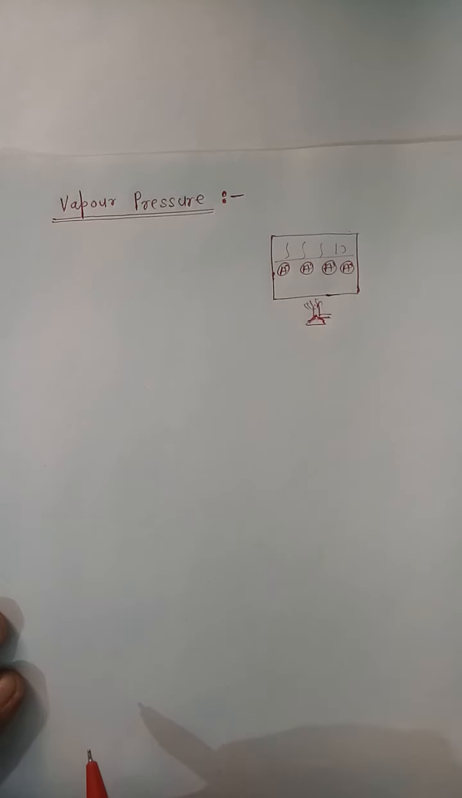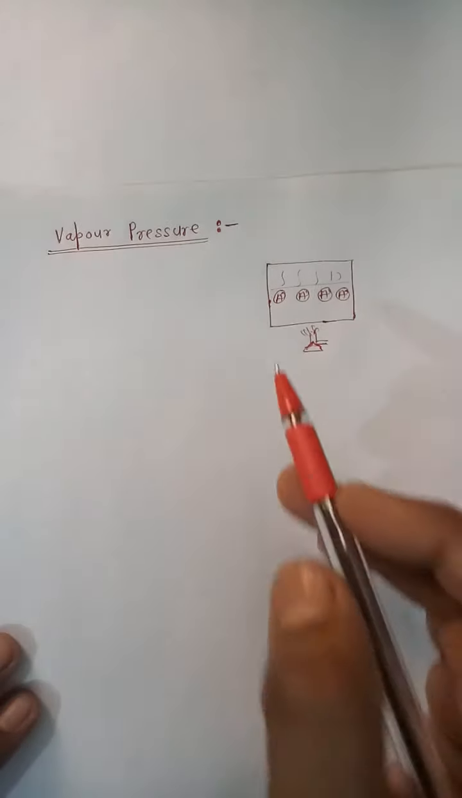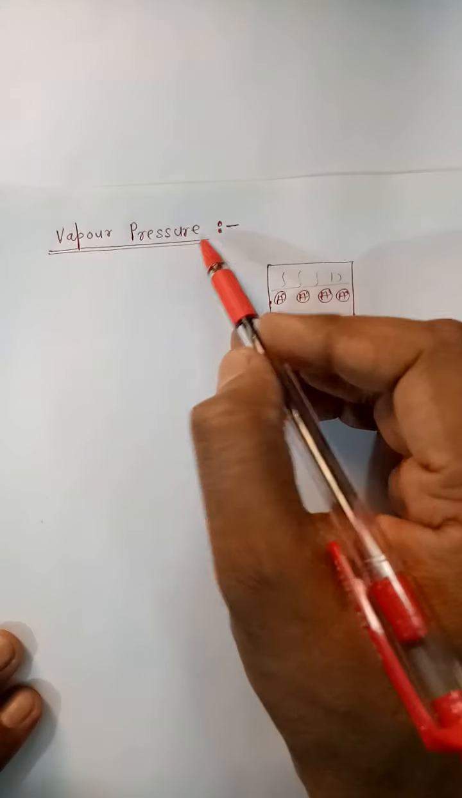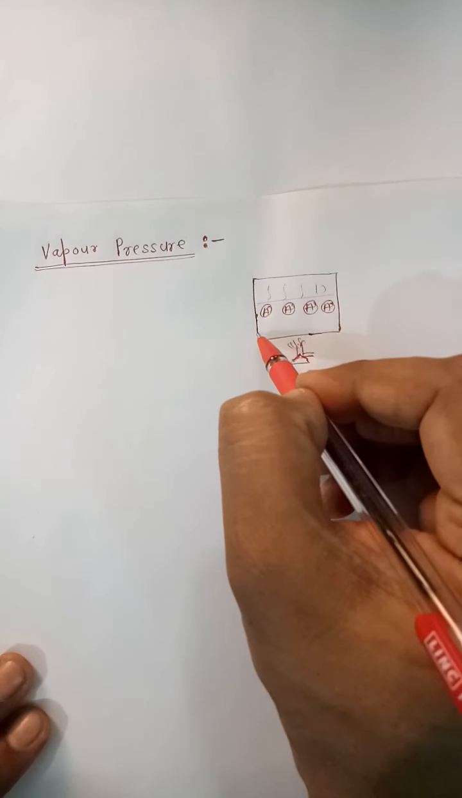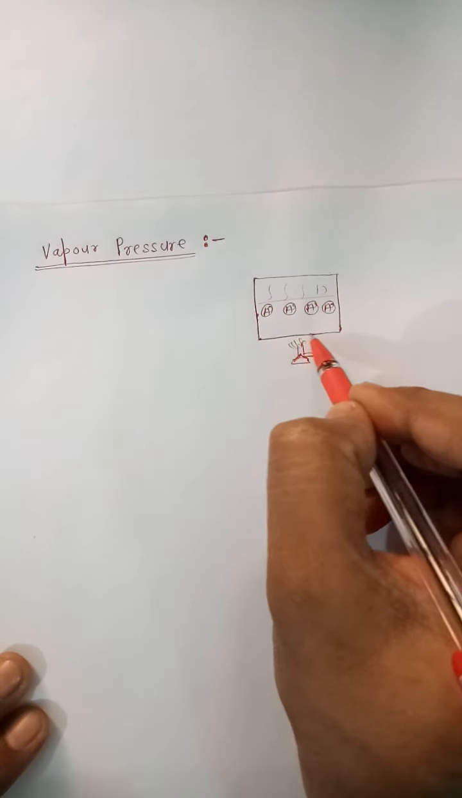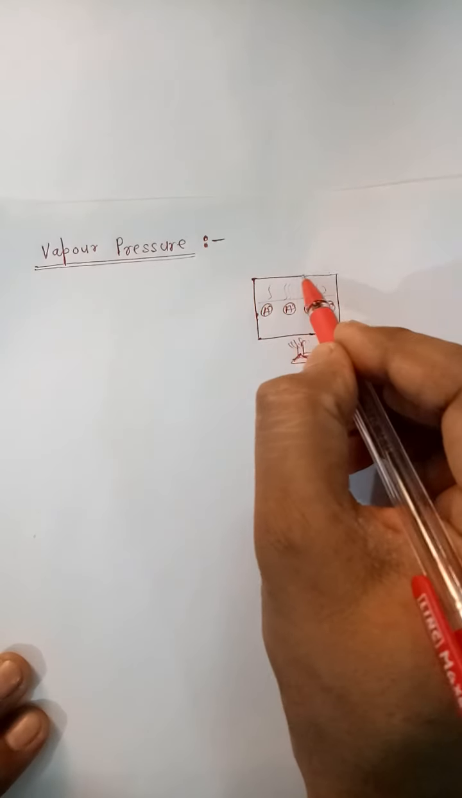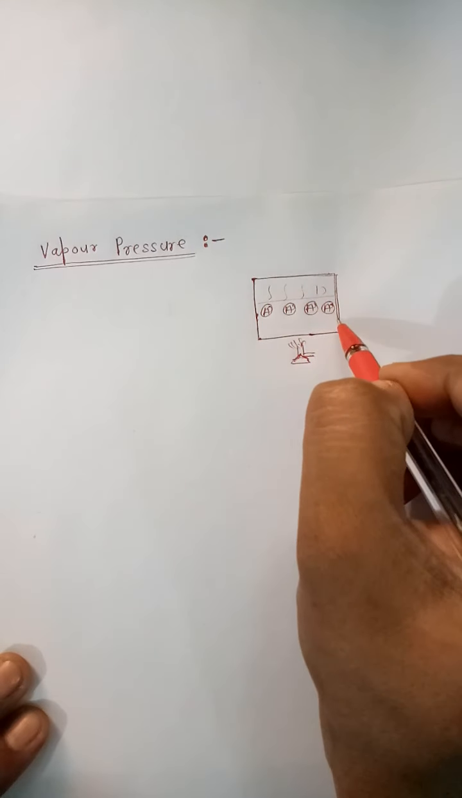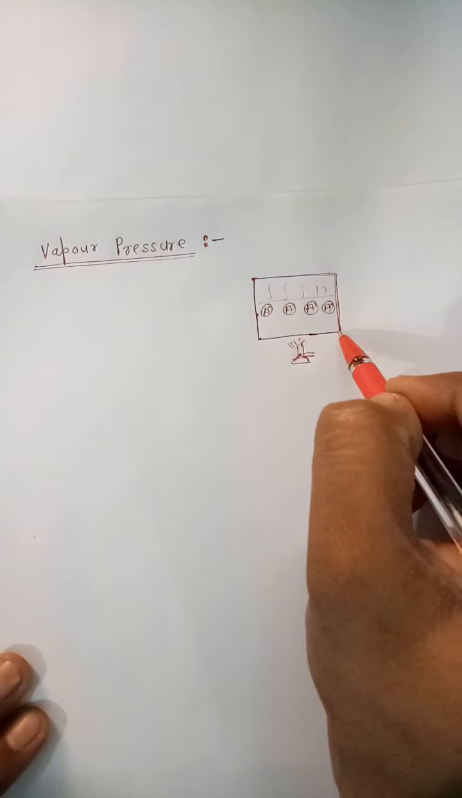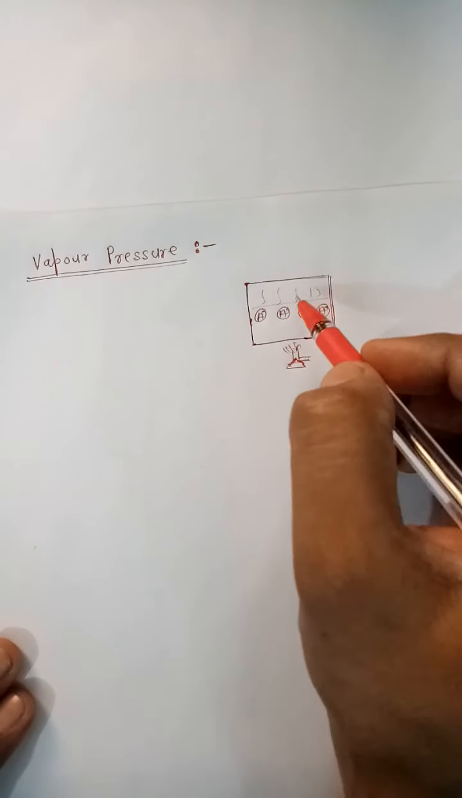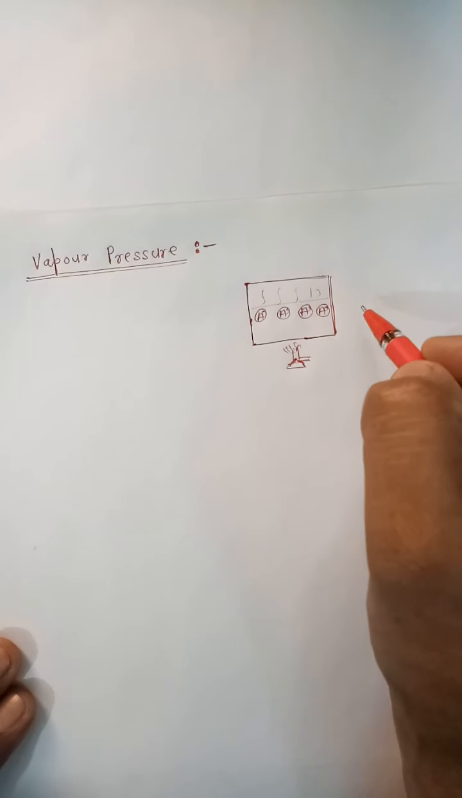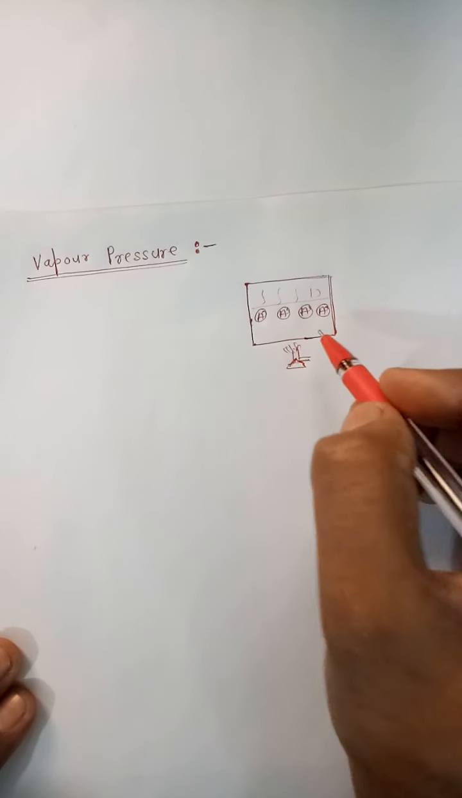Hello students, this is my 8th video on the chapter solution and today we'll discuss vapor pressure. For vapor pressure we have to take the liquid in a closed container, not in an open container. So if you're heating the liquid, what will happen?